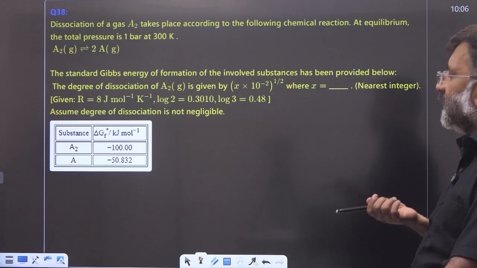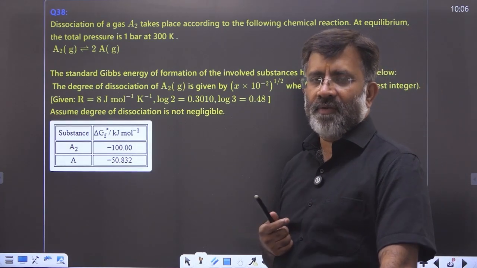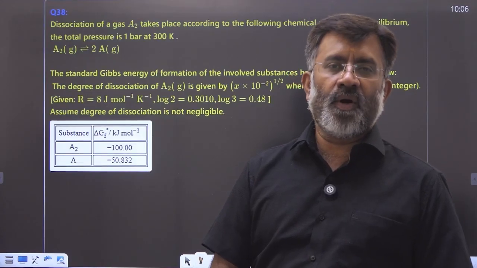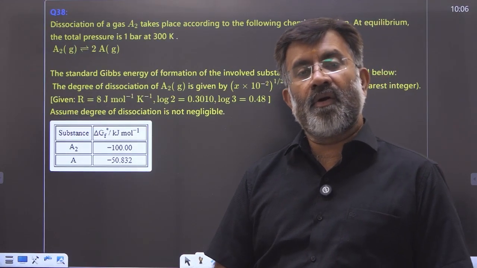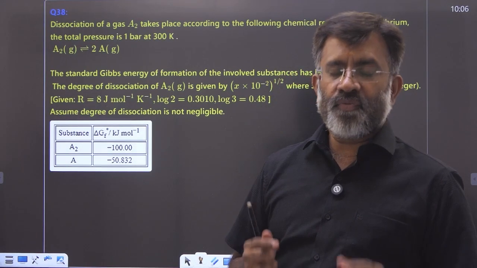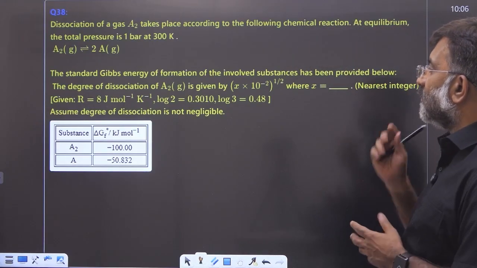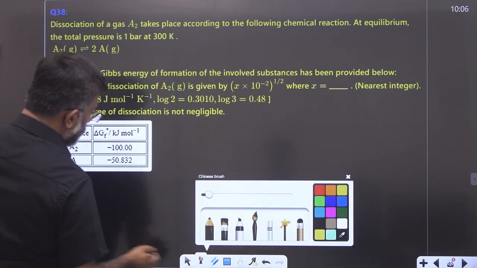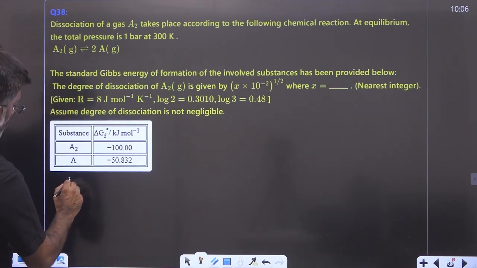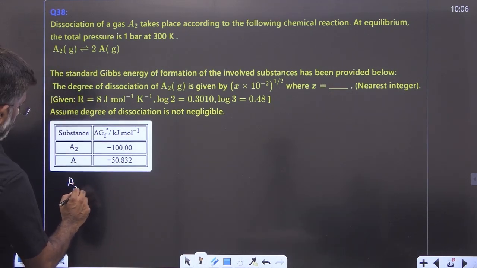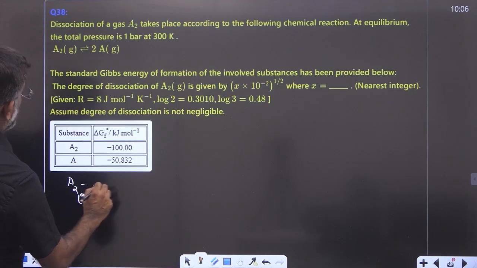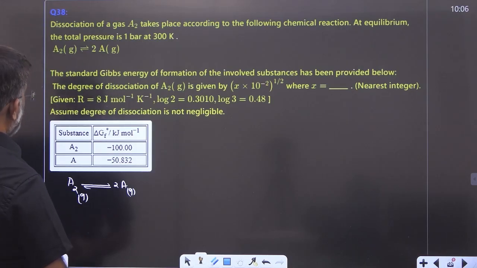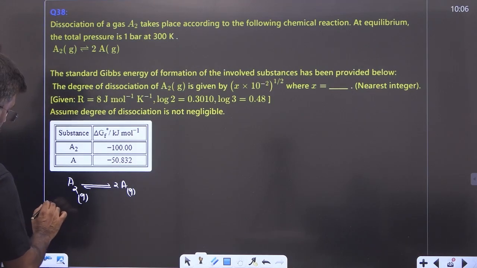So first we need to find the equilibrium constant. We want to find the degree of dissociation, so first we need to work out what? Exactly, the equilibrium constant. How to find the equilibrium constant? It is available as delta G is given. Delta G is given for the reaction A2 gas giving 2A gas.